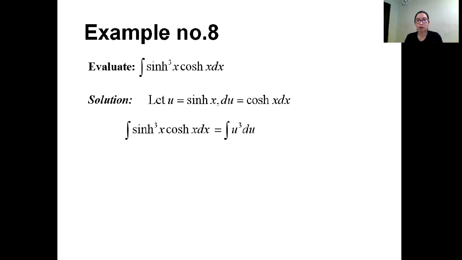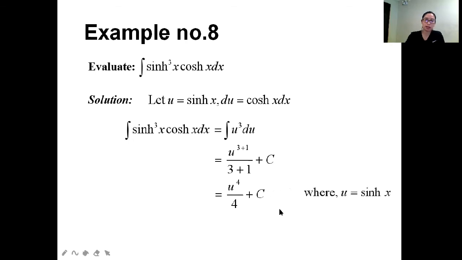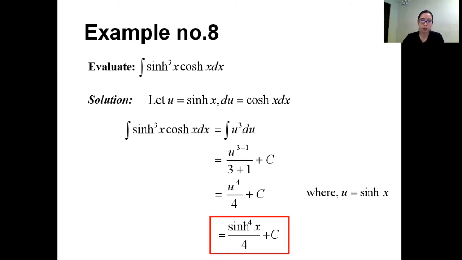So now we have it in the form where we can easily use the power rule for integration: u to the power of n plus 1 over n plus 1 plus c. So u to the power of 4 over 4 plus c, where u is sin h x. So our final answer is sin h to the 4th power x over 4 plus c.